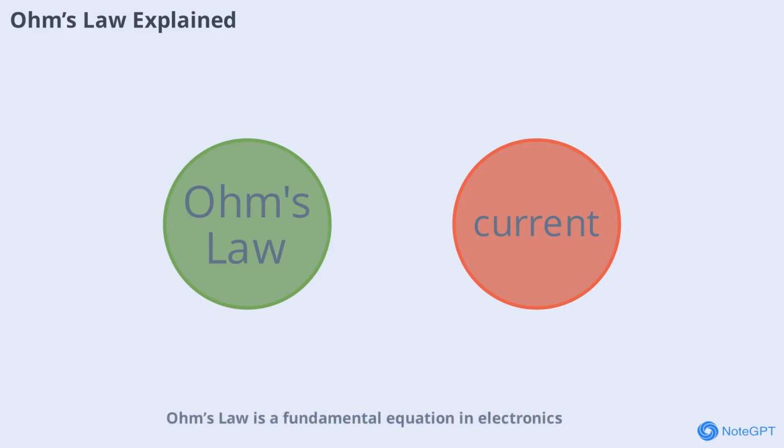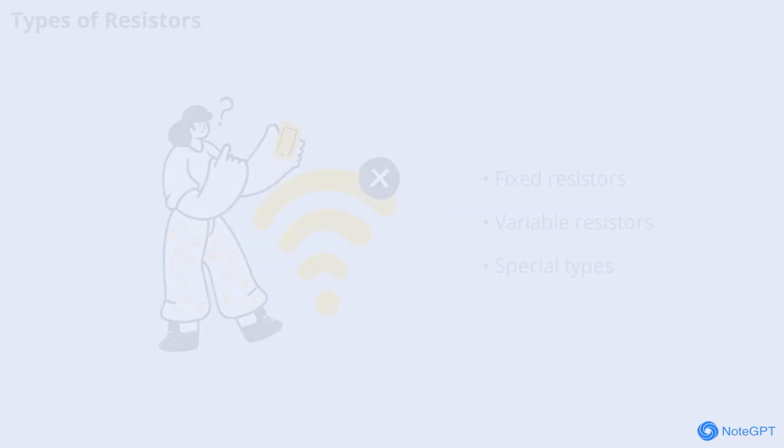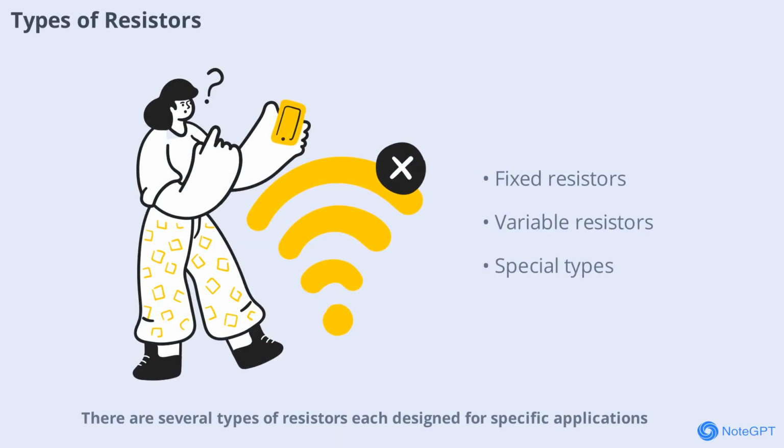Ohm's law is a fundamental equation in electronics, stating that the current through a resistor is directly proportional to the voltage across it and inversely proportional to its resistance. The formula is I = V/R, where I is current, V is voltage, and R is resistance. This law helps engineers and hobbyists alike calculate the right resistor values for their circuits, ensuring everything works safely and efficiently.